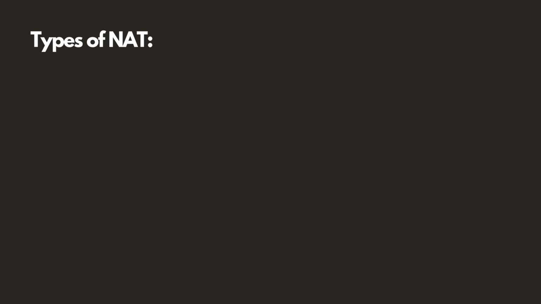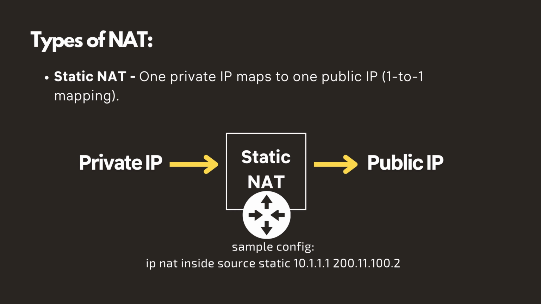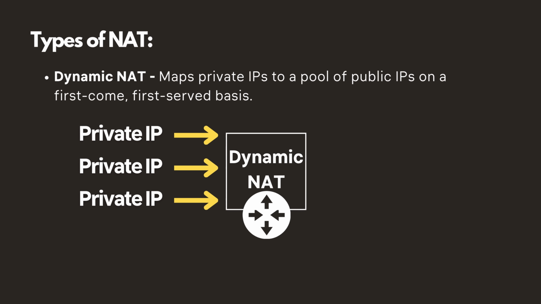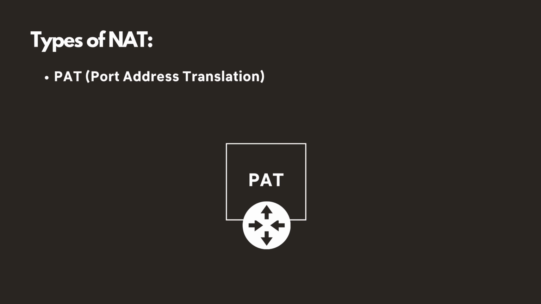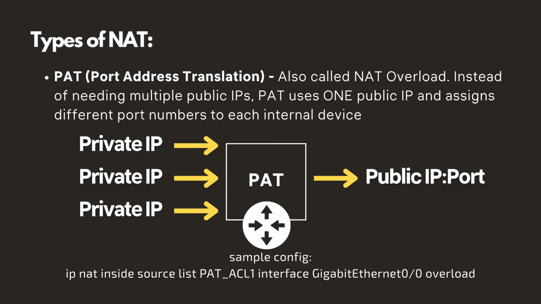There are three types of NAT. Static NAT. One private IP maps to one public IP. It's a one-to-one mapping. Good for servers that need a consistent public IP address. Dynamic NAT. Maps private IPs to a pool of public IPs on a first-come, first-served basis. Lastly is PAT, Port Address Translation, also called NAT overload. This is the most common type. PAT is the game changer. Instead of needing multiple public IPs, PAT uses one public IP and assigns different port numbers to each internal device.